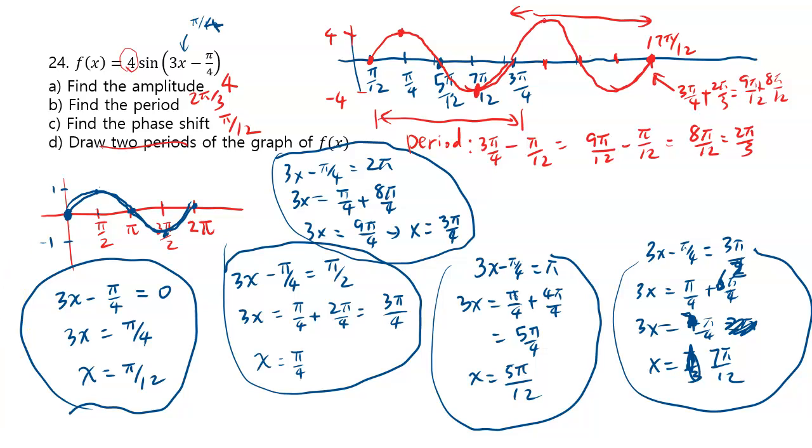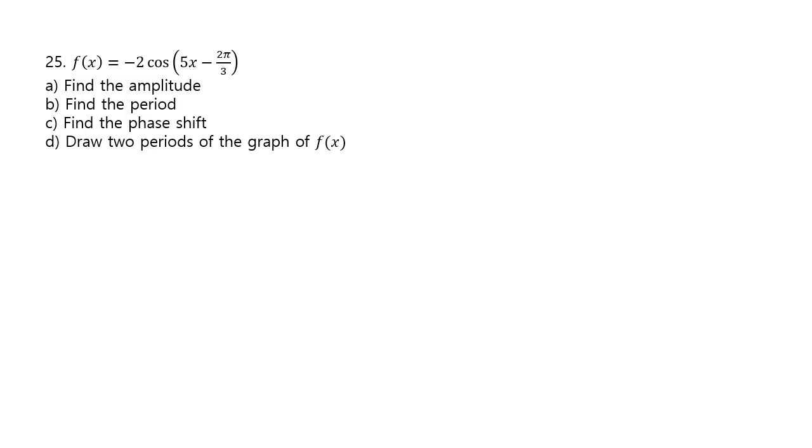All right, let's do another one that's similar. Here you have negative 2, so the amplitude would be negative 2. Well, you can't say negative for the amplitude. Amplitude always has to be positive, so it's the absolute value of negative 2, so it's positive 2. And for the period and phase shift, we'll do that later. And then draw 2 periods of the graph of f of x. Okay.